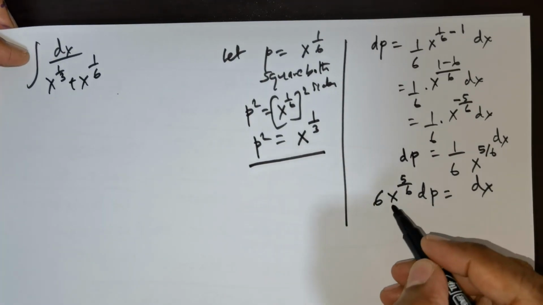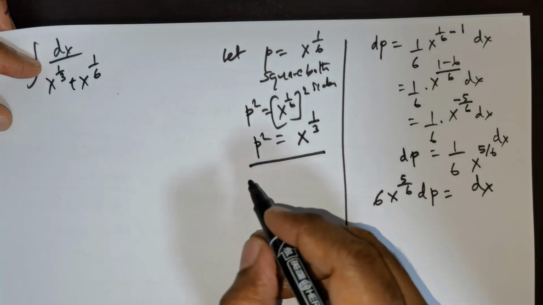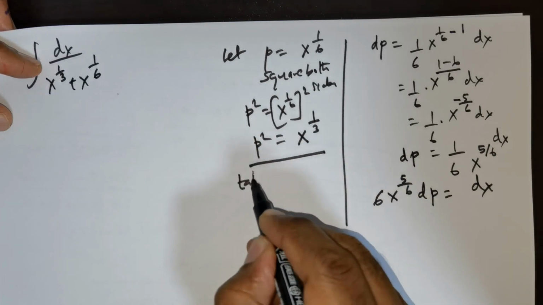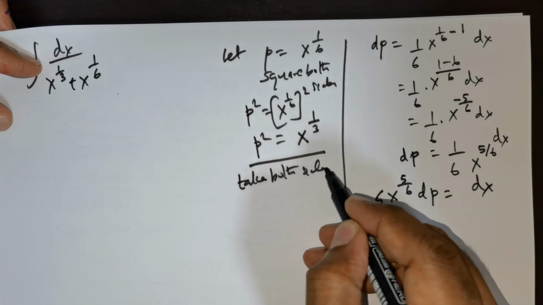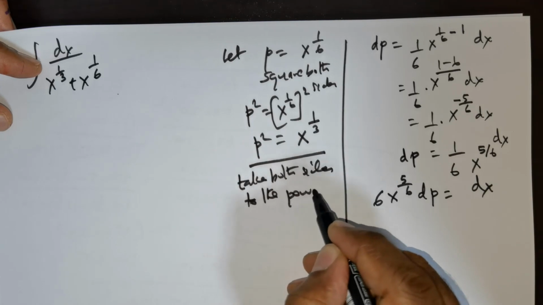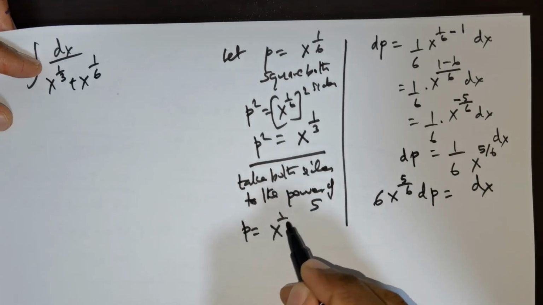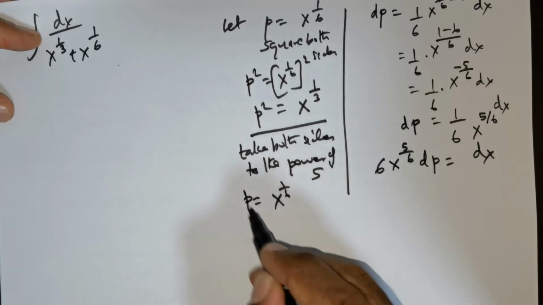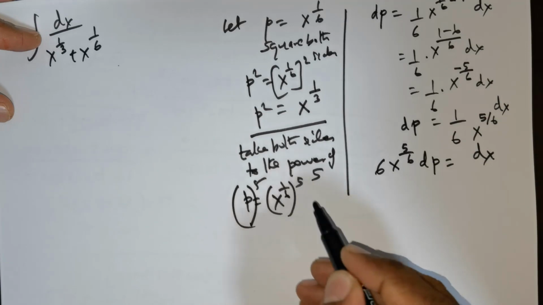Now I need to get the value for x raised to the power of 5/6. So now what I'm going to do is take both sides to the power of 5. So this is p is equal to x raised to the power of 1/6. Now you raise it to the power of 5.